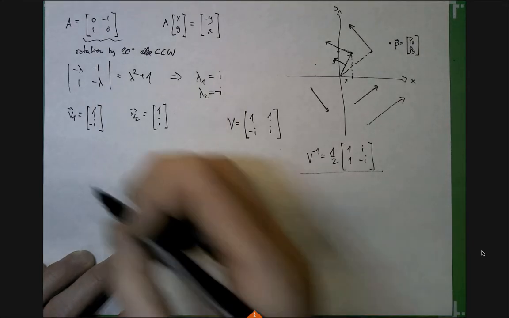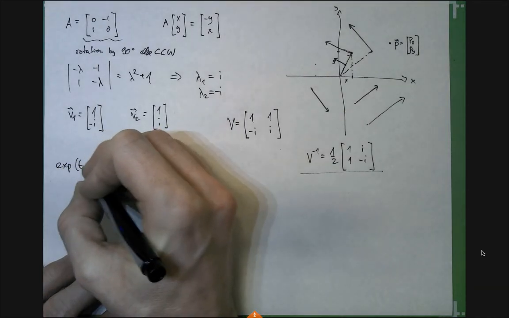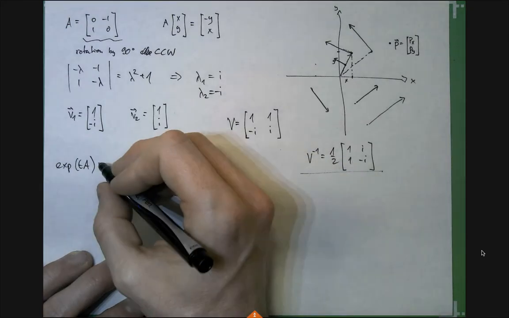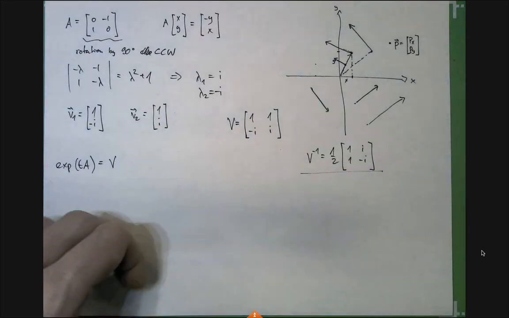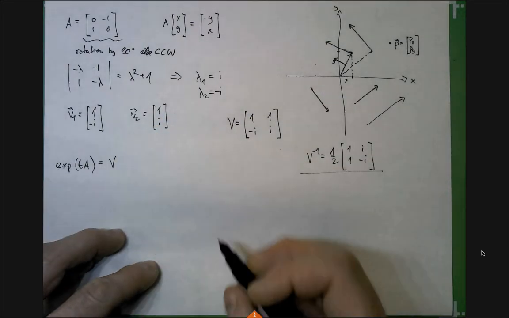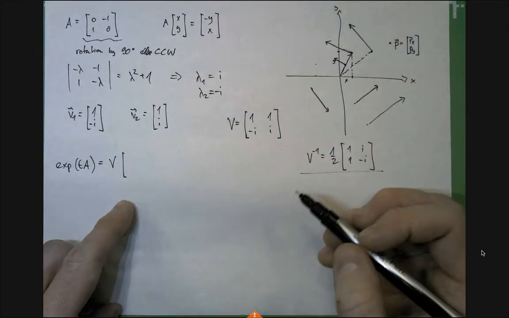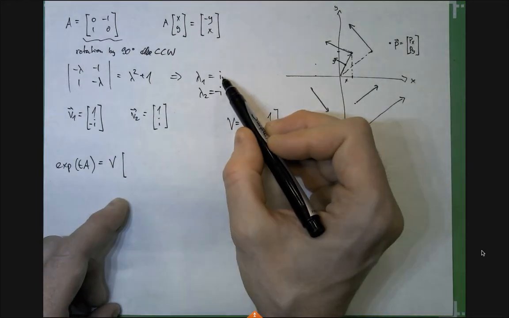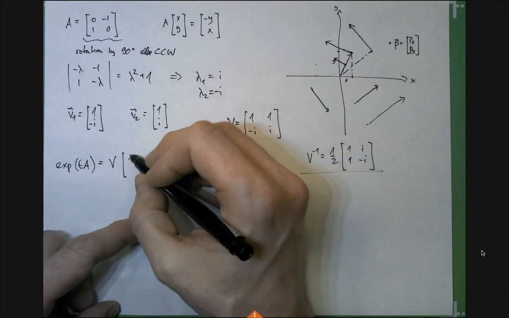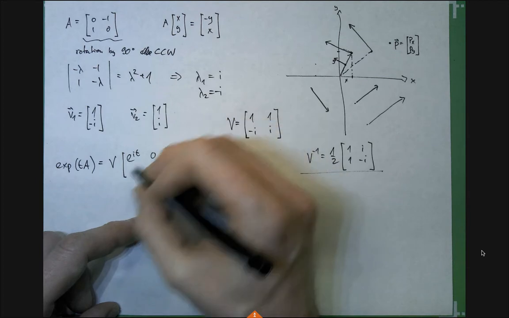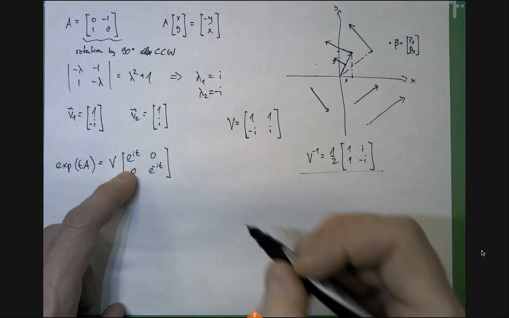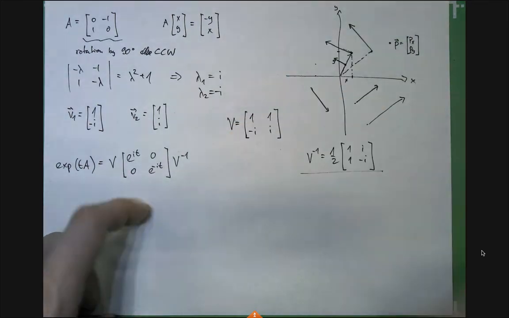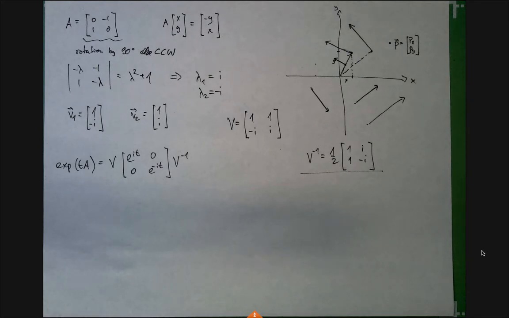Okay, so to write the exponential of tA, now we know how to do that, right? What I need to do is take the matrix V and then write the exponential of the eigenvalues times t. So in this case, it would be e to the it, 0, 0, and e to the minus it, where i is the complex unit and t is our parameter, and V inverse. So they are complex, we have to deal with it, but again, this is actually the point here.